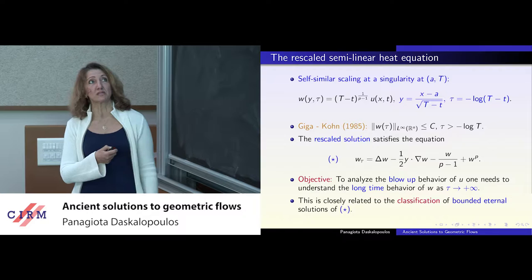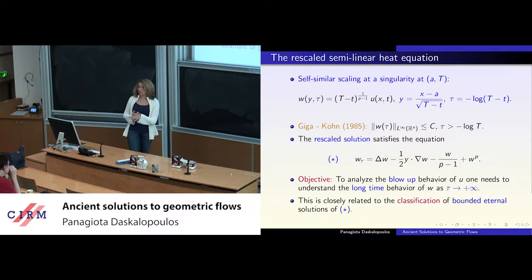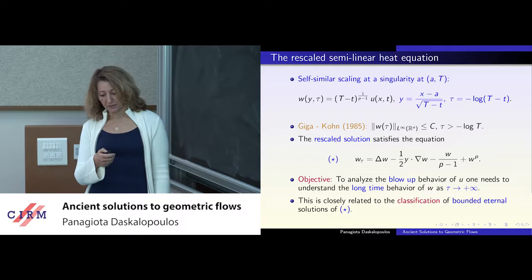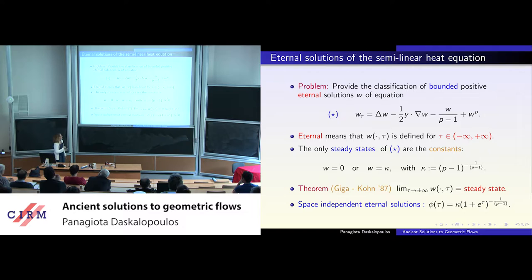A very old result by Giga and Kohn says that we have the boundedness condition, so you have a uniform bound. If you would like to obtain more precise information about your blow-up behavior, then it's important to provide a classification of these eternal solutions. Now, in this case, we have a very nice Lyapunov functional, known for a while. This Lyapunov functional can already be used to tell us that as t approaches minus infinity or plus infinity, you will converge to a steady state. And there are only two steady states, the two constants: zero, and I call it kappa.